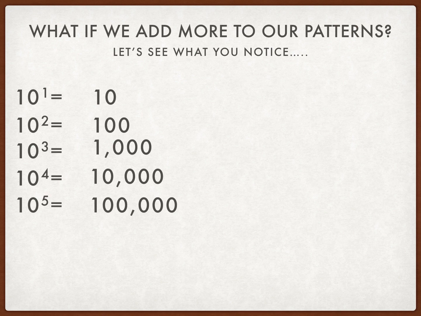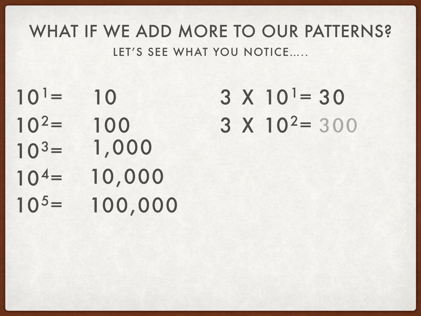What happens if we tried to make it a little bit more difficult and I asked you to do 3 times 10 to the first power? Well, in our previous example, we already found out that 10 to the first power is really just 10. So what this problem is actually asking us to do is to just do 3 times 10, which would be 30. On the next one, they want us to figure out what 3 times 10 to the second is. Well, in our previous example, we found out that 10 to the second power is just 100. So all this is asking us is 3 times 100, which would give us 300.